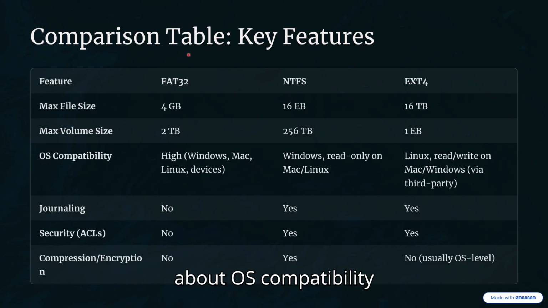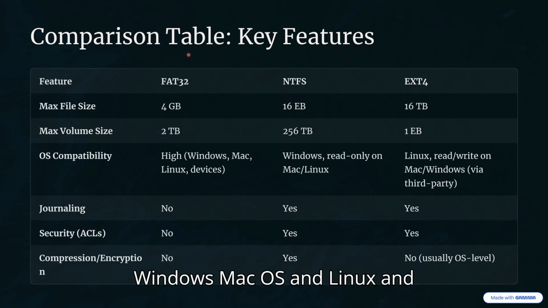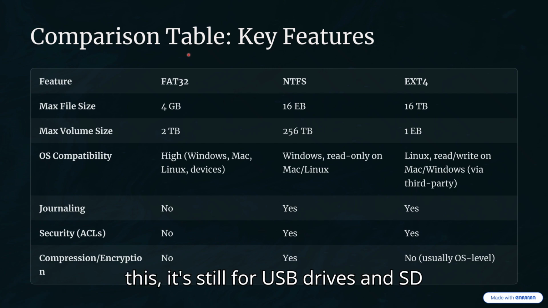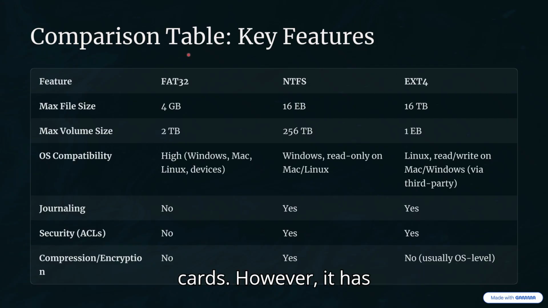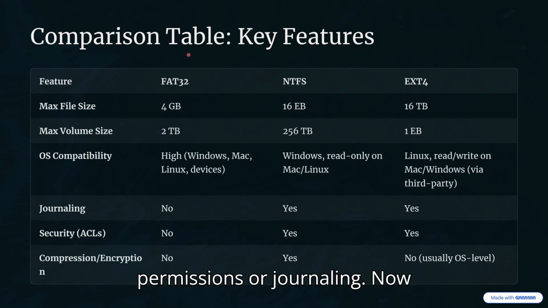Now talking about OS compatibility. FAT32 is the most widely compatible file system. It works well with Windows, macOS, Linux and Android. Because of this, it's still used for USB drives and SD cards. However, it has limitations like a 4 GB maximum file size and no support for permissions or journaling.